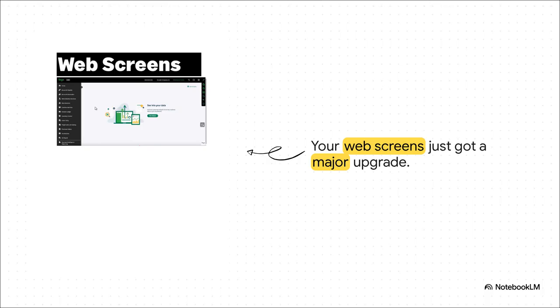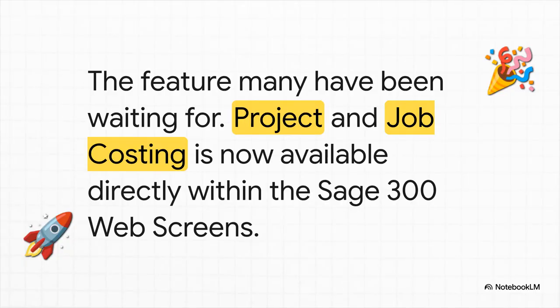But there's always been one major, super powerful module that was missing from this web experience. Well, that changes right now. That's right, project and job costing is here. It is now fully 100% available inside the Sage 300 web screens. If your company manages projects of any kind, well, this is a total game changer.